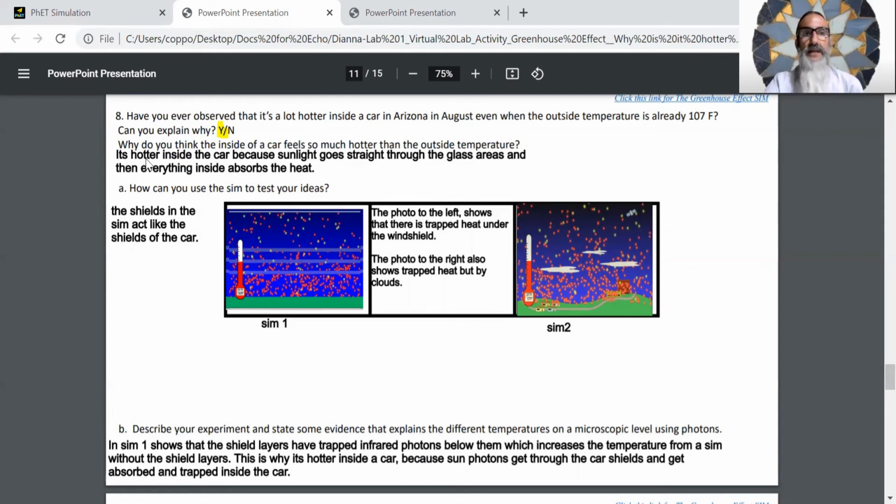And this student gave an excellent answer. The student says, it's hotter inside the car because the sunlight goes straight through the glass and everything inside the car absorbs that light, okay? And in order to relax, the molecules that the seat is made of, the steering wheel, etc., they emit heat. Okay? That heat gets trapped in by the sunlight, okay? And so what I'd like you to do is use the simulation to test your ideas, okay?